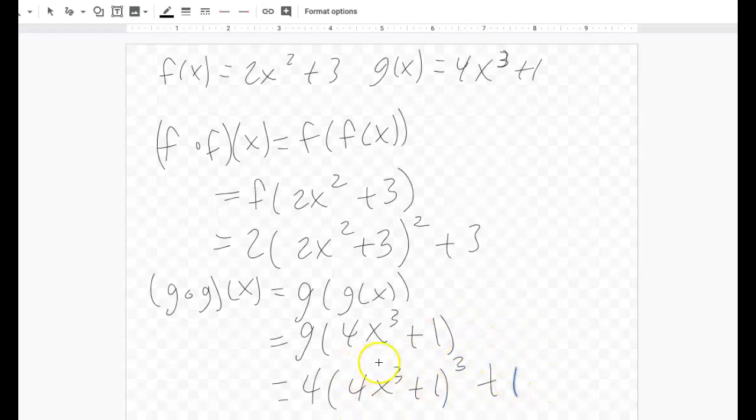And again, this would be kind of nasty to multiply out. Sometimes it might be okay to leave it like this, but again, I just wanted to show you some composition with the variable x.